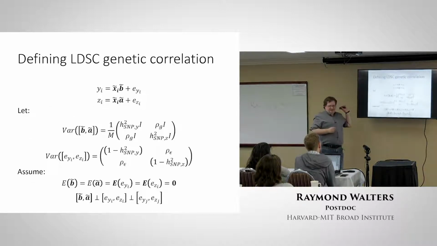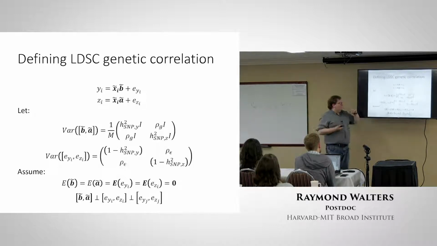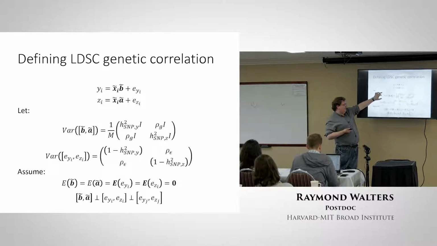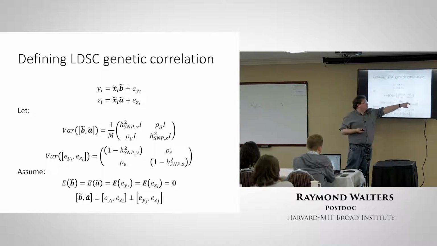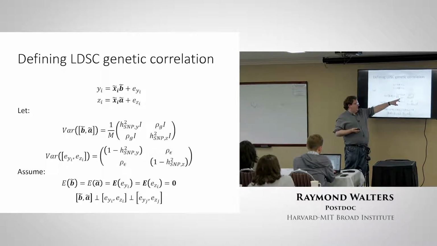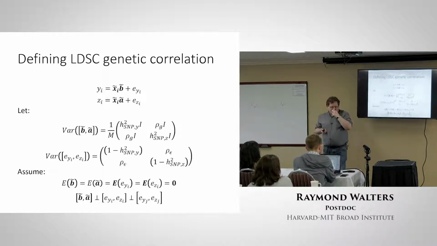So quickly, the layout for that model then is to say we have our two traits. We're going to say that the covariance of these set of effect sizes, so the variance within a set of effect sizes, is proportional to this heritability per SNP. So we're normalizing per SNP out here. And we have different heritability for trait Y and trait Z. And then we have this covariance of those effect sizes that will turn into our parameter of interest.